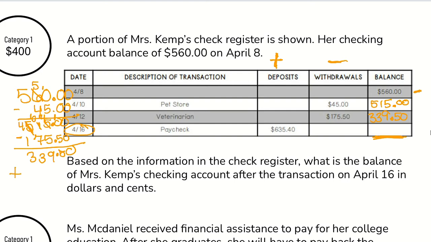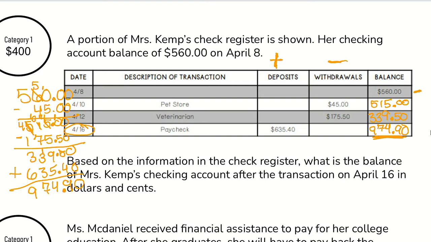Now remember, I'm going to add. So $6.35 and 40 cents. Yay, I don't have to borrow. 90 cents. 9 plus 5 is 14. Carry my 1. Okay. So that is $974.90.